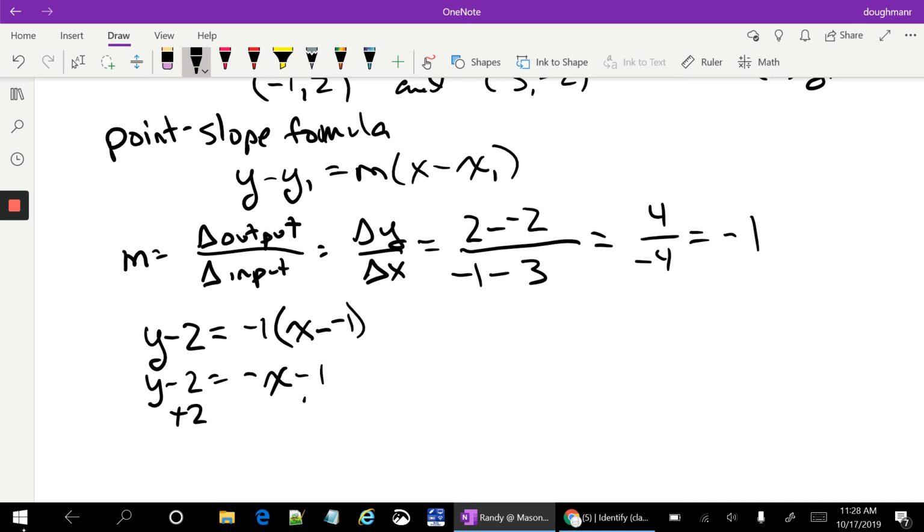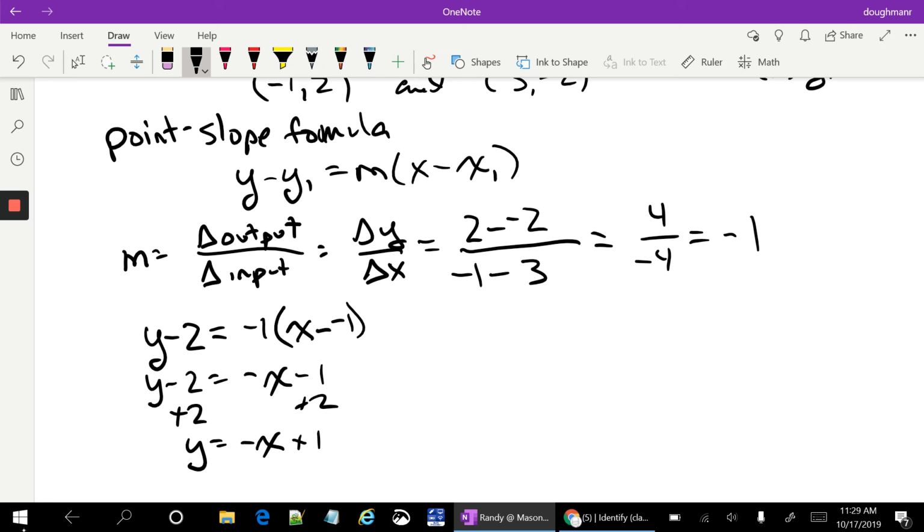So make sure you agree with me there. Add 2 to both sides. So y equals a -x. -1 plus 2 is +1. So the nice thing about this is now I know my slope is -1 and my y-intercept is 1. So I've got in point slope form and I've got in slope-intercept form.